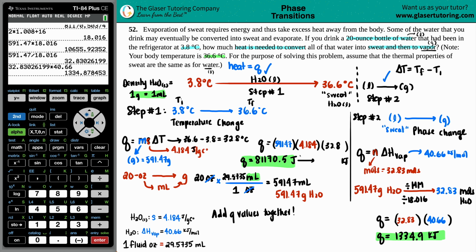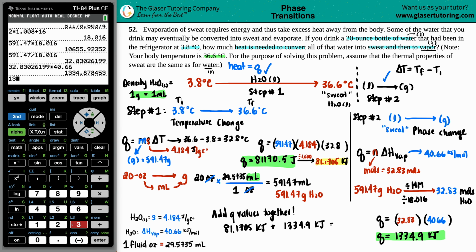Remember, joules to kilojoules, all you have to do is just divide by 1,000, or similarly, you could just take the decimal and move it over to the left 3 times. So this would be 81.1705 kilojoules. Maybe I'll just highlight that as well. So now I'm going to add up 81.1705 kilojoules plus the 1,334.9 kilojoules. And what do we get?